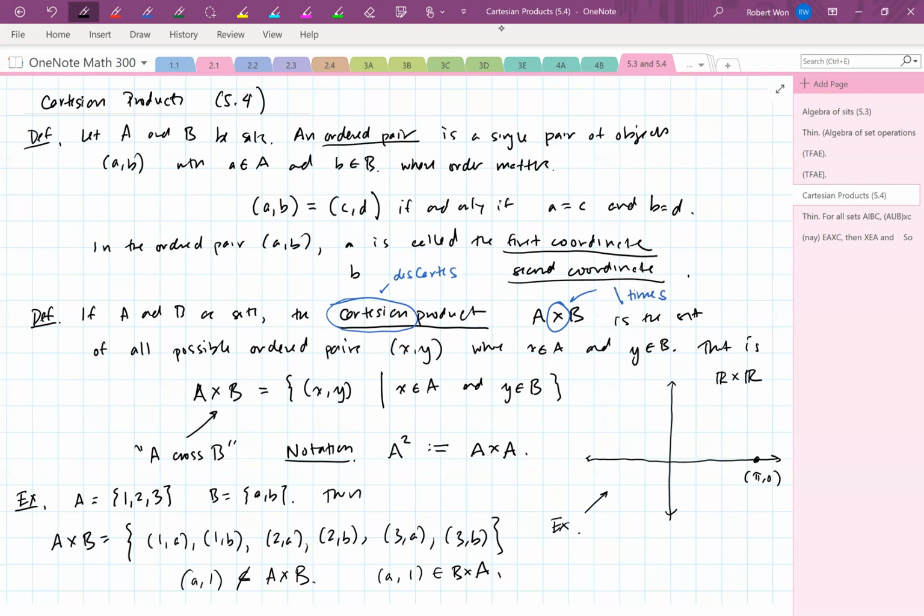All right, next lecture that we have, we will move on to section 5.5, and then maybe even start chapter 6. I'm not sure, depending on time.